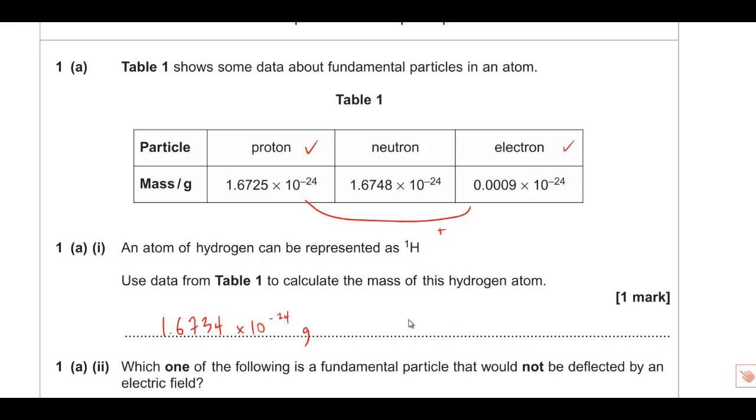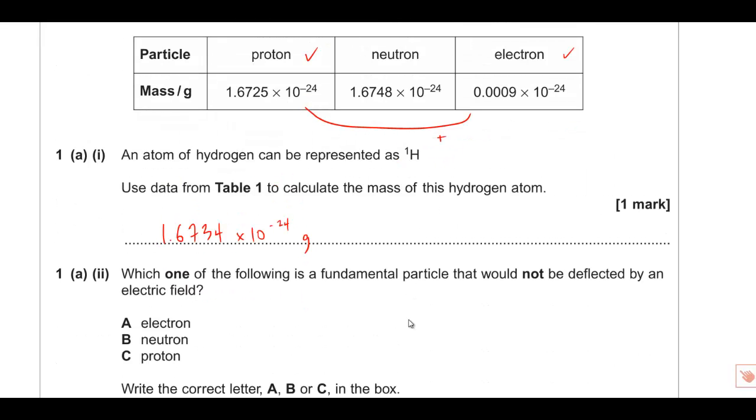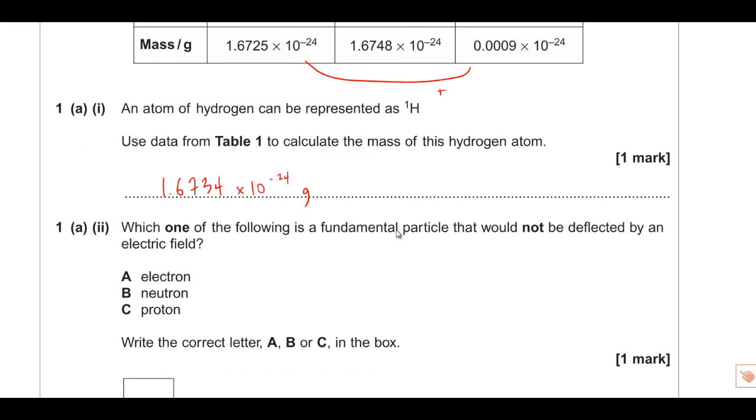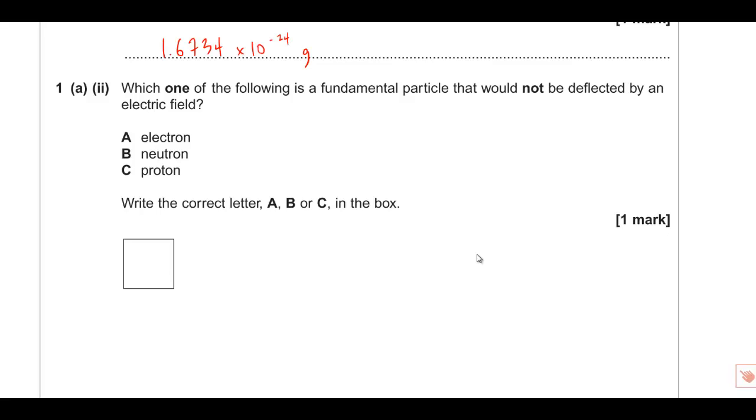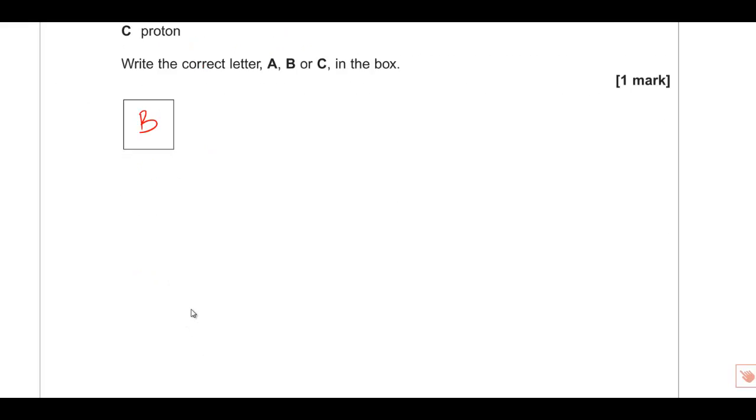So hopefully a nice easy start to the paper. People get tricked out because they forget to add the electron in as well. They just do it as a proton. Which of the following is a fundamental particle that would not be deflected by an electric field? Well, we know electric fields link into mass spectrometry. Charged particles are deflected. This has no charge, therefore B is going to be our neutron, which is going to be non-deflected.